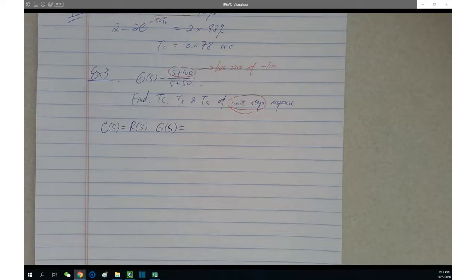No. You can't say output transfer function. Output is a signal. It's not a transfer function. Transfer function is transfer function. Signal is signal. There are two categories. You need a system.